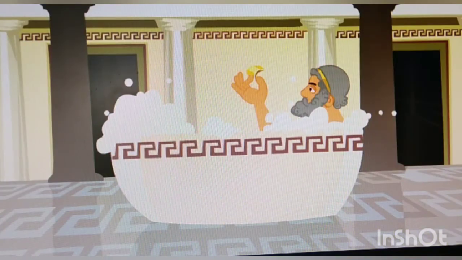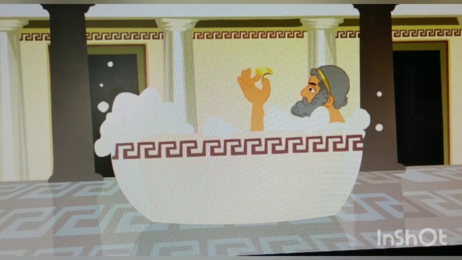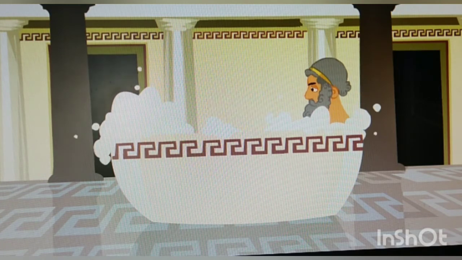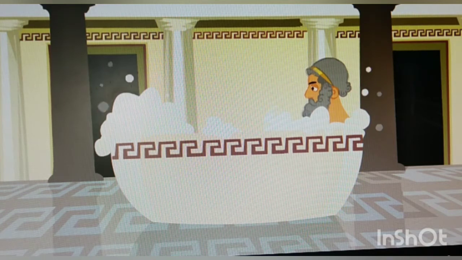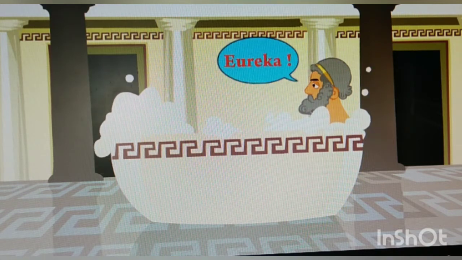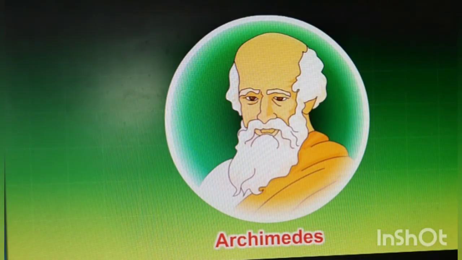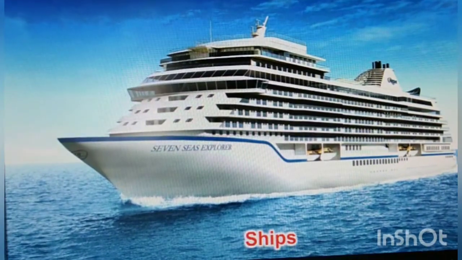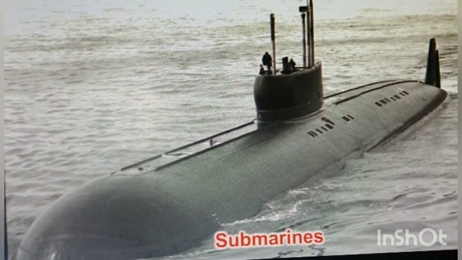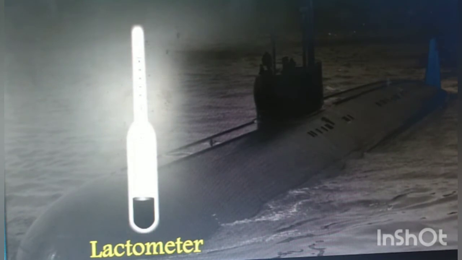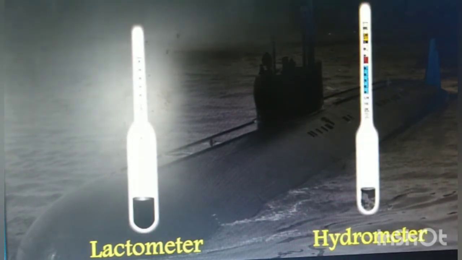When he entered a bathtub for taking a bath, he discovered the above principle by observing the overflowing water. He came out in the same state shouting, "Eureka! Eureka!" meaning, "I found it! I found it!" The use of Archimedes' principle is very wide. This principle has been used in the construction of ships and submarines. The instruments such as lactometer and hygrometer are based on this principle.